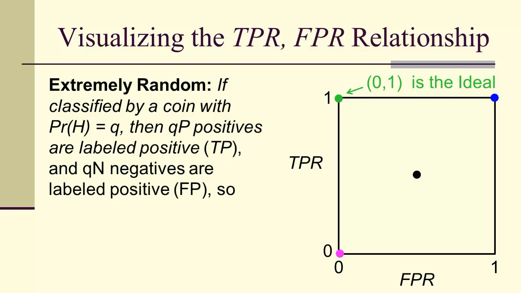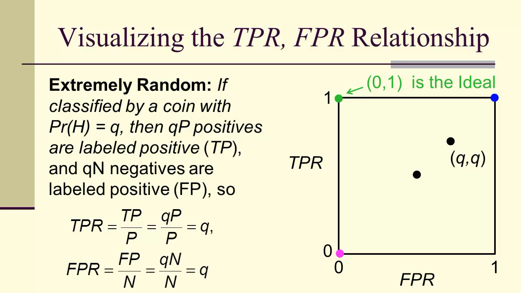Now let's suppose we looked at an extremely random classifier in which we had a coin with a probability of heads being q. Then that means that the qP positives would be labeled positive and qN negatives are also labeled positive, and so therefore the true positive rate and the false positive rate would both be q. And that would be on the line TPR equals FPR. So since this is true for all q, we can see that this dotted diagonal, which corresponds to true positive rate equals false positive rate, corresponds to a random classifier.